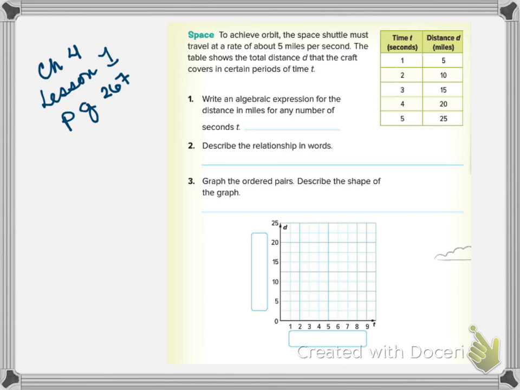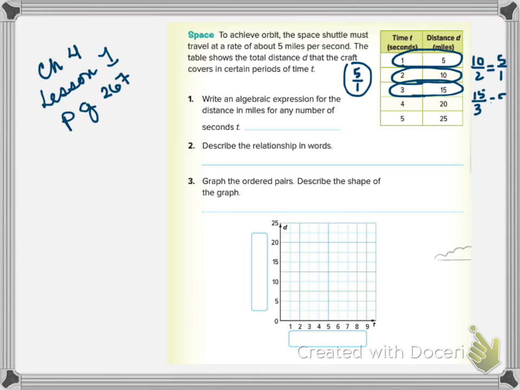So if we're looking at that, we want to compare our y over x, and you're looking for that unit rate, which you can see is 5/1. We would check it with a couple of others, and you can see that 10/2 would reduce to 5 or 5/1, and 15/3 would also reduce to 5 or 5/1. So that is that unit rate or slope.